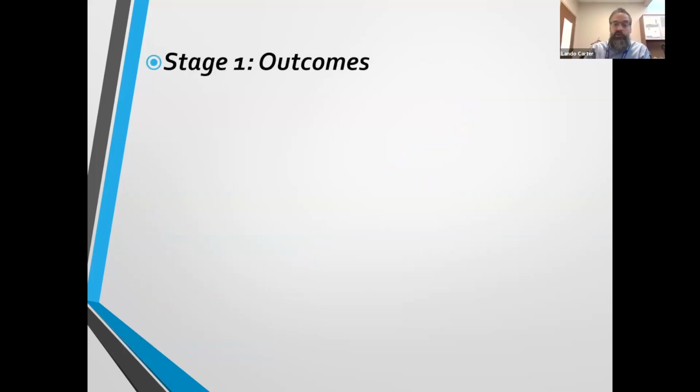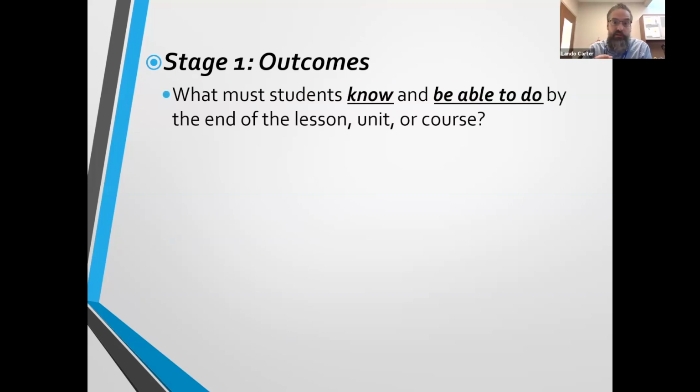So stage one really is about outcomes and answering one key question. Now, this question right here is everything. This is where all good design begins. So we begin everything with what must students know and be able to do by the end of the lesson. Maybe it's a unit or maybe it's an entire course. It really depends on what level you're starting at. If you feel more comfortable taking a small block of your time, go there. But really, we should be thinking about the whole course in its entirety. Then we're looking at individual units, projects, lessons. It really works no matter what you do.